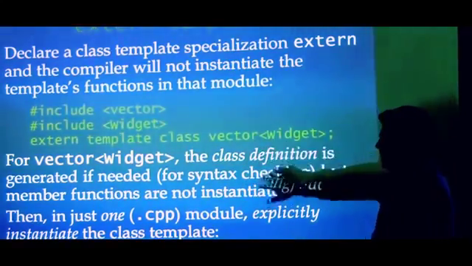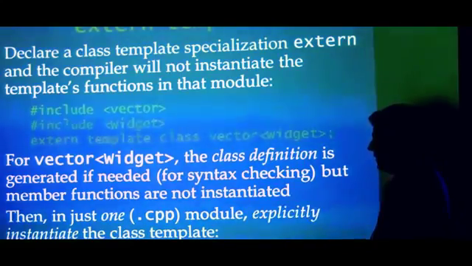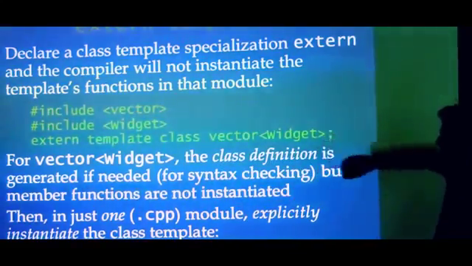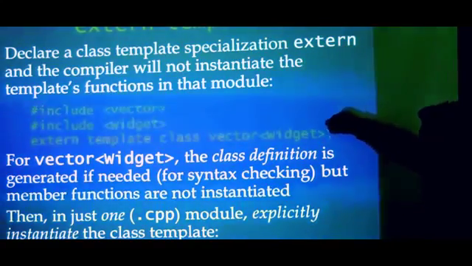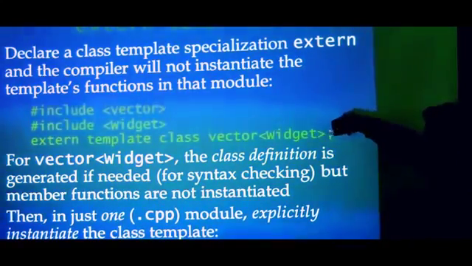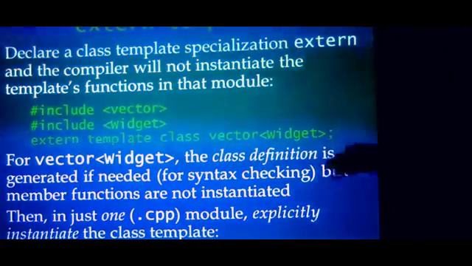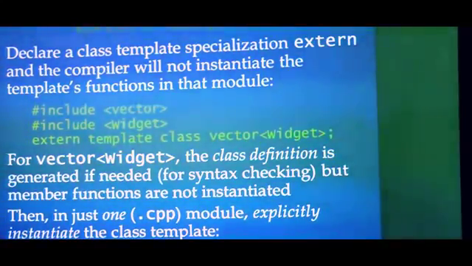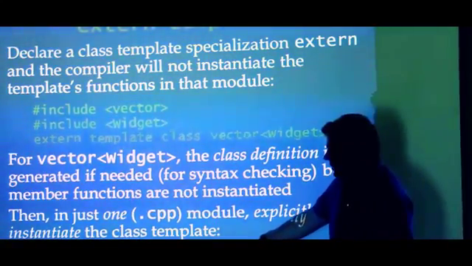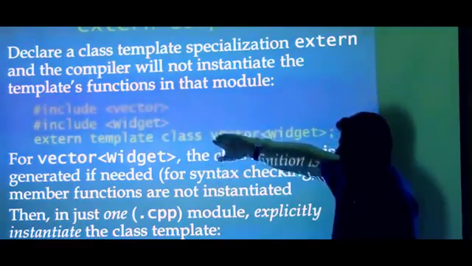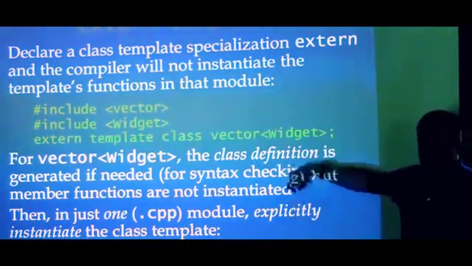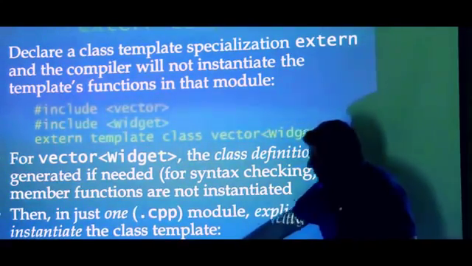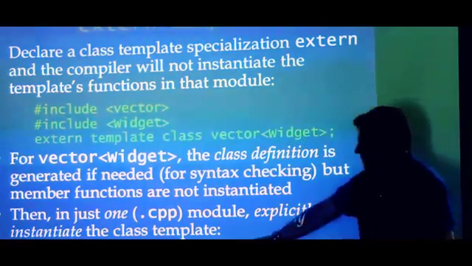If you've got 1,000 translation units, 1,000 modules in your program, and 999 of them say this, then the compiler cannot bother generating the member functions for vector of widget. It simply just generates the references and lets the linker deal with it at link time. Then in one translation unit, you supply this after the includes, instead of this, or in conjunction. I think you can actually do both. But the key is that this only appears in one CPP file. Template vector widget. And this is called explicit instantiation.